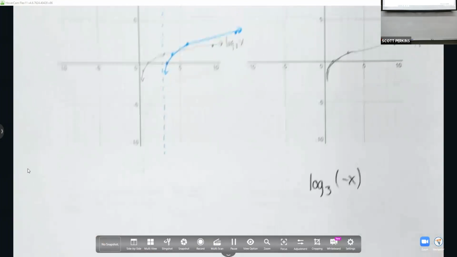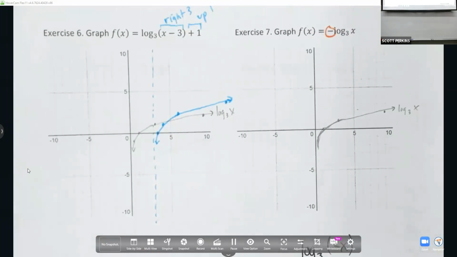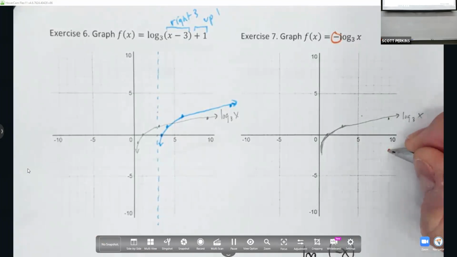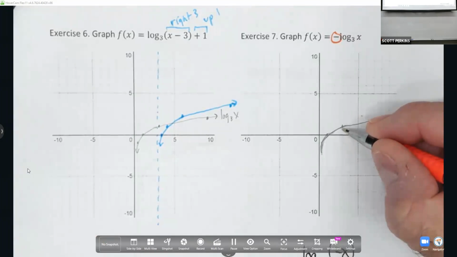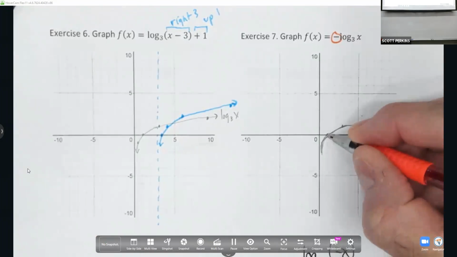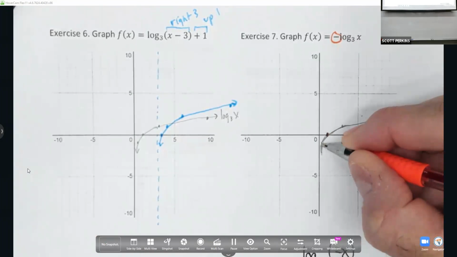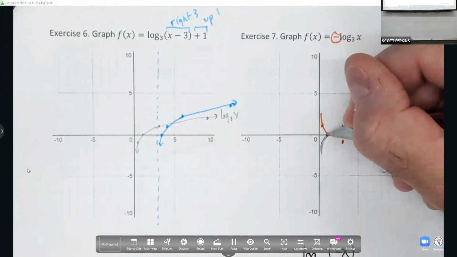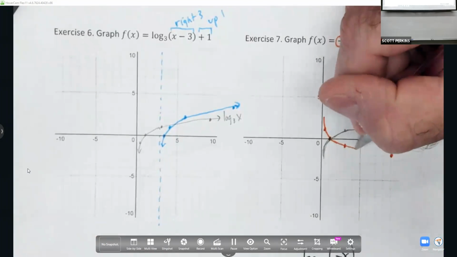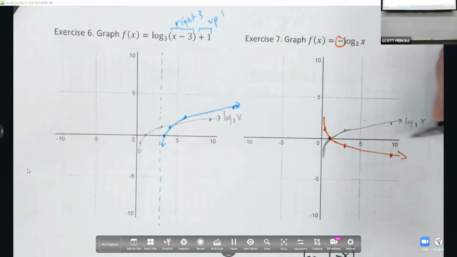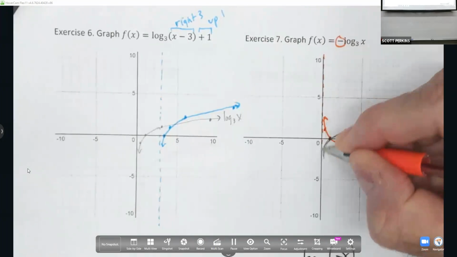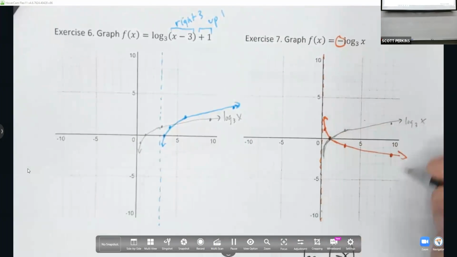This one, though, I'm making all the y's negative. So instead of a positive 2, it's going to be a negative 2. Instead of a positive 1, it'll be a negative 1. 0 stays 0. Instead of a negative 1, it becomes a positive 1. So we get this reflection about the x-axis because we have made all of the y values negative. Notice nothing happens to the asymptote because we've not moved the graph left or right at all. And so this is negative log base 3.